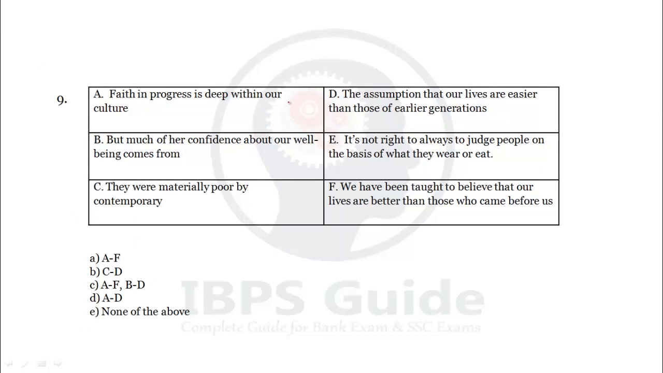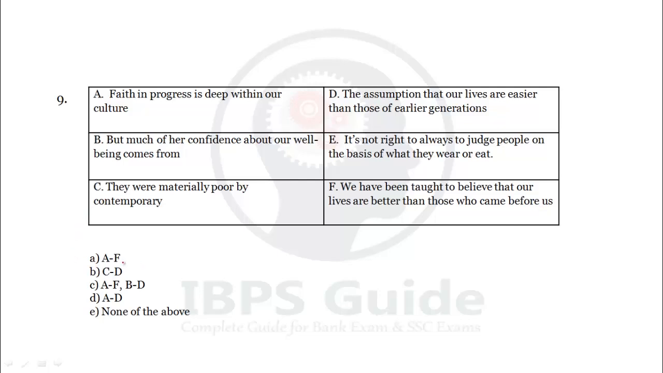Faith in progress is deep within our culture. Second option, but much of our confidence about our well-being comes from. C option, they were materially poor by contemporary. D, the assumption that our lives are easier than those of earlier generations. E option, it's not right to always judge people on basis of what they wear or eat. And F, we have been taught to believe that our lives are better than those who came before us. Okay. First option we get A and F. Second option C and D. Fourth option A and F, AF and BD and AD.